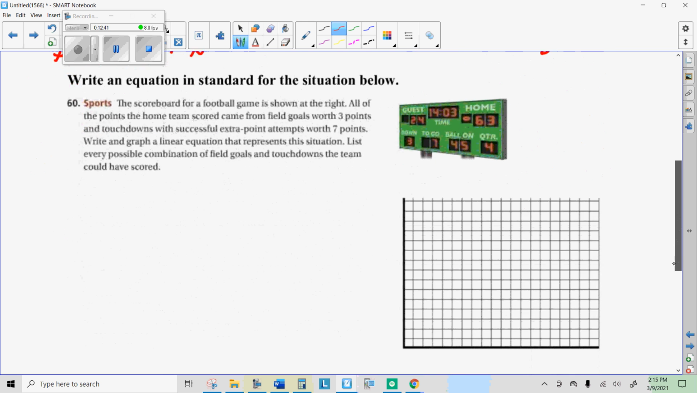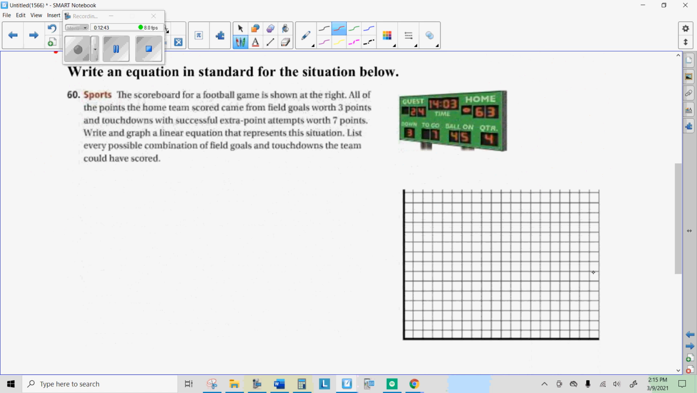Okay, to write an equation, the equation is going to look like this, so that gives you a hint on how you're going to write it. And it'll always involve two different things. And in this case, we're talking about a football game, and all the points came from either touchdowns with extra points, which are worth 7 points, or by field goals, which are worth 3 points.